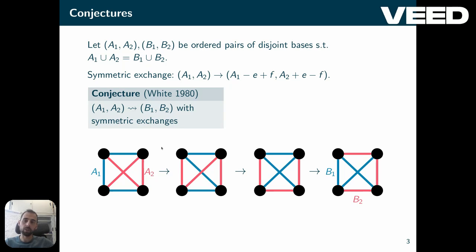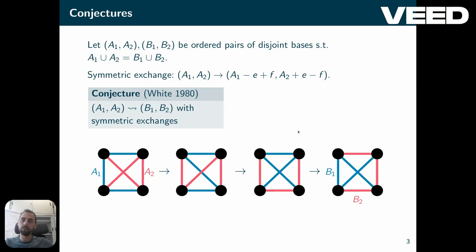But White's conjecture states that if this condition is satisfied, then we can always reach one pair of bases from the other one by doing symmetric exchanges. Note that this conjecture says nothing about the length of the sequence or the number of exchanges needed to transform one pair into the other.